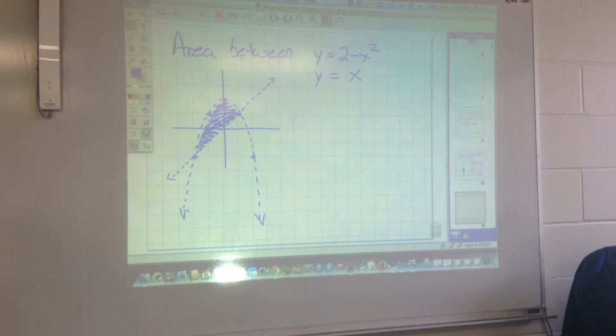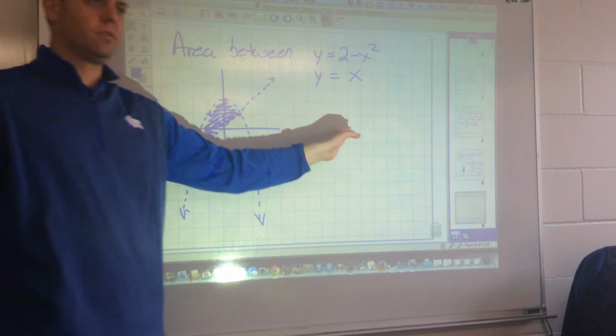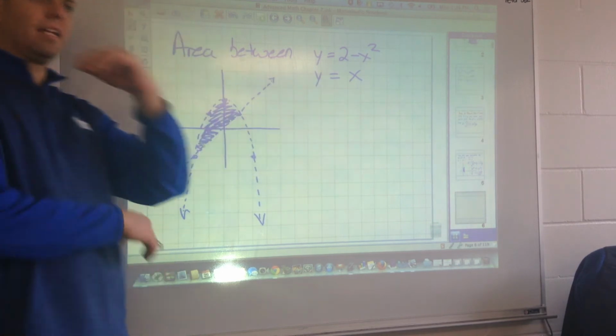Yeah, to the right of 1. Would we consider that negative, or will we just calculate how much would be between it? Well, there's a stopping point. There's going to be a finite answer.